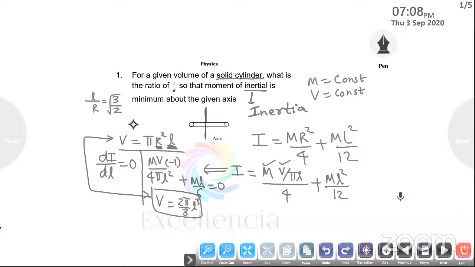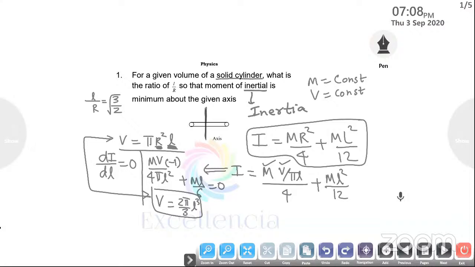Simple question, but you need to remember the formula for moment of inertia. If you remember the formula for moment of inertia, it is very easy. The main concept here: some people will try to derive the moment of inertia formula. It takes a lot of time, but it's easier to remember some basic formulas like solid cylinder, solid sphere, hollow sphere. Okay, this is the basic idea.